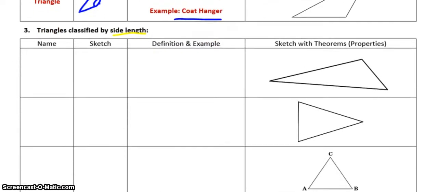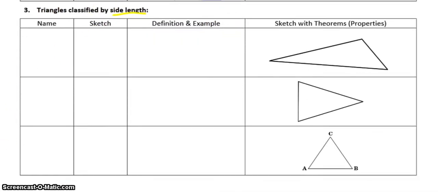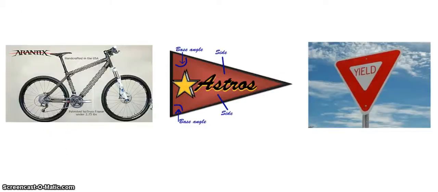We can also classify triangles by their side length. Now, this is taking into account, are any of the sides of the triangle congruent or the same length? We have scalene triangles, isosceles triangles, and equilateral triangles, all classified by side length. Remember, the last set of triangles were all about the angles, where they obtuse, acute, what? In this case, they're all about the side lengths.